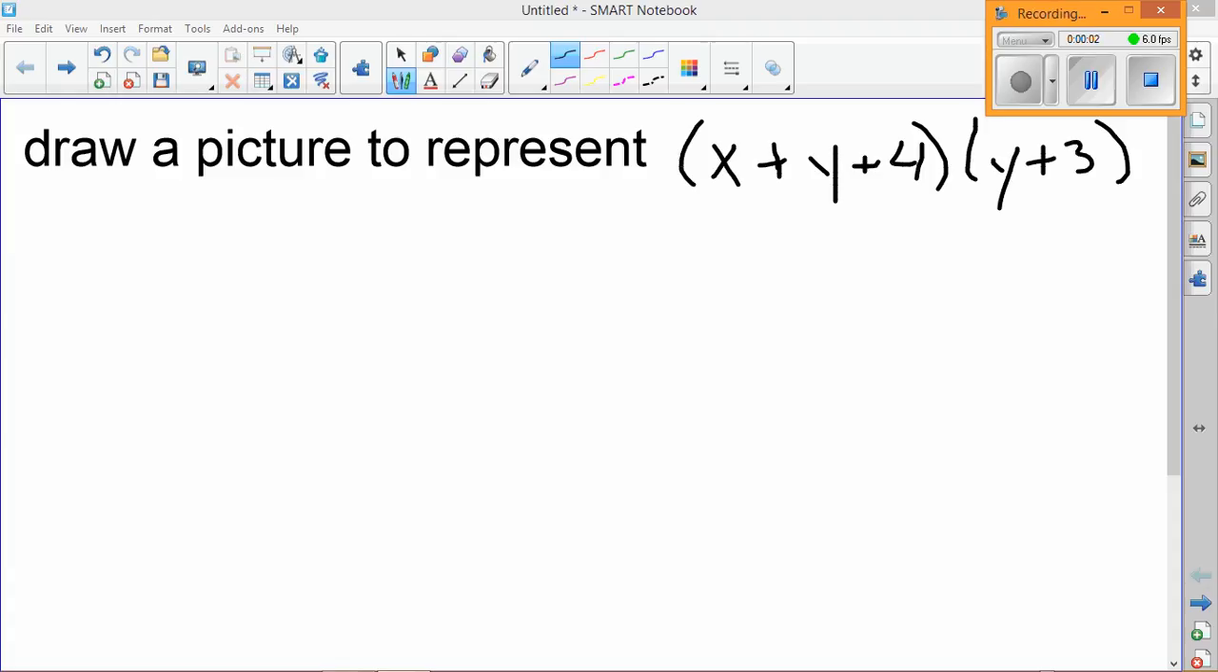This lesson works on using models to draw pictures that represent multiplying polynomials. So the first example asks us to draw a picture to represent x plus y plus 4 times the quantity y plus 3. And what we're doing is we're drawing an area model, basically.